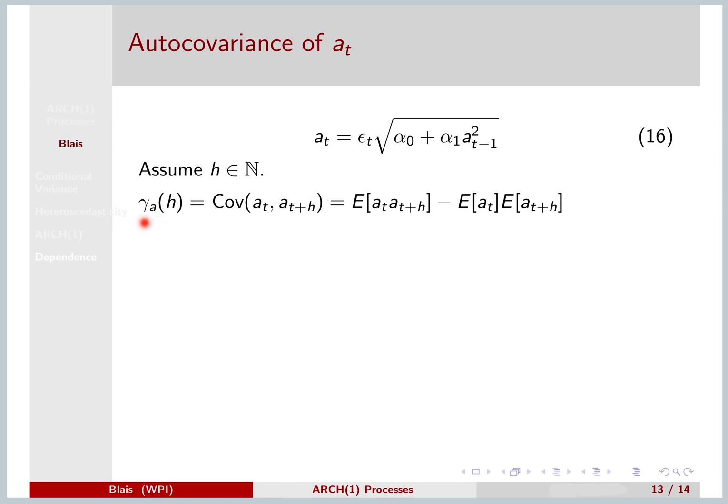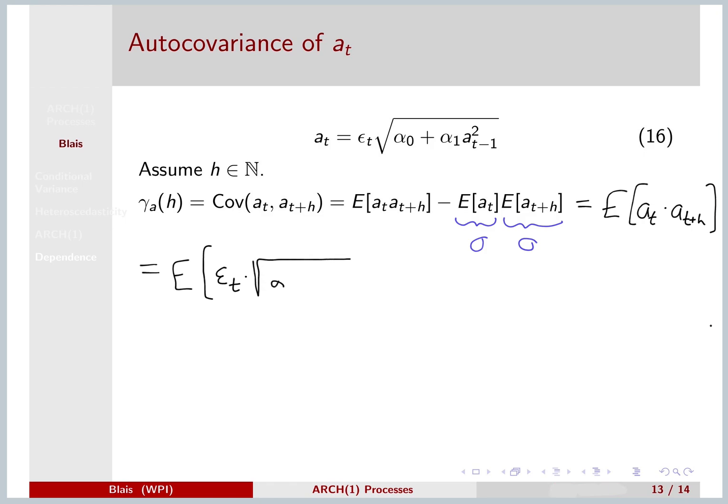So by definition, the autocovariance for A of h is the covariance between AT and AT plus h, which, using the definition of covariance, is this expression here. And we know already from our previous computations that the expectation of the ARCH(1) process is 0. So this expression is reduced to the expectation of AT times AT plus h. And if we use the definition of AT, we have the expectation of epsilon t times the square root of alpha naught plus alpha 1 AT minus 1 squared.